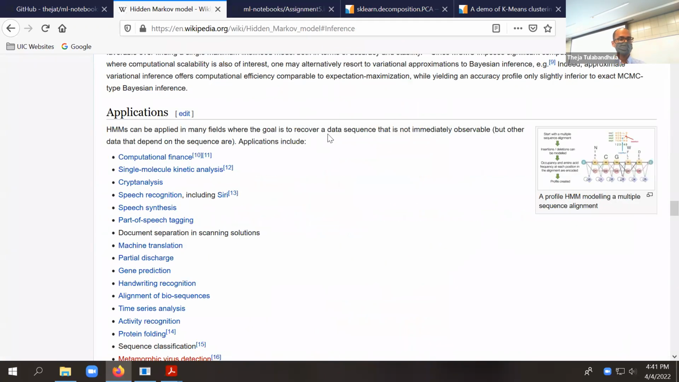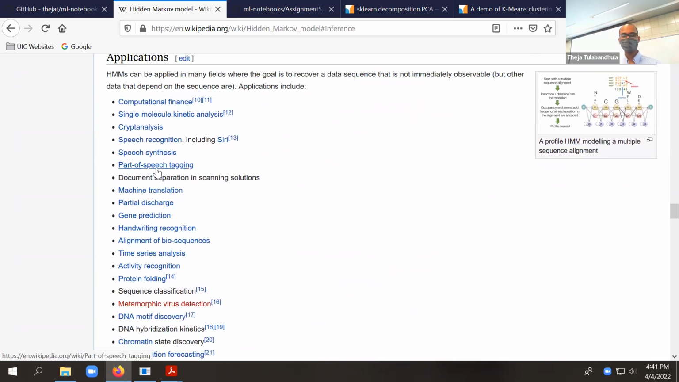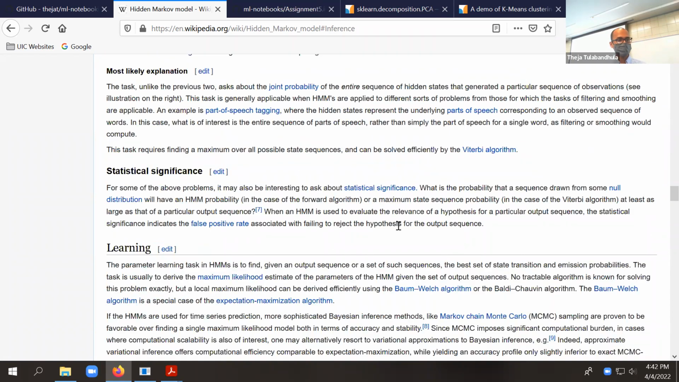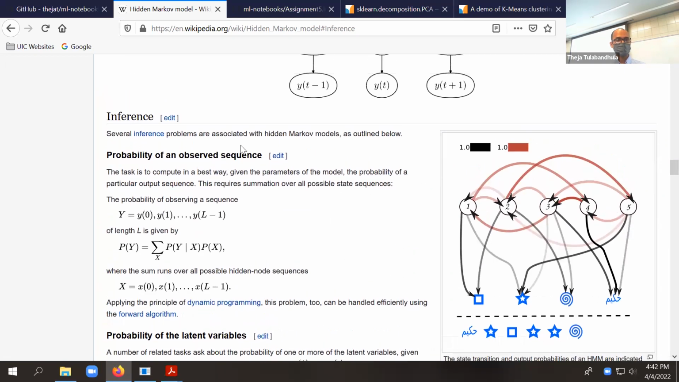If not, I'll highly encourage you to look at the Hidden Markov Models Wikipedia page. For example, here is the application list. Some of them we mentioned: part of speech tagging, DNA sequencing, gene prediction, and so on. So there are problems where HMMs may be a good starting tool, may not be the only tool. There are other ways to approach the problems themselves, but a good starting tool. And here you can see the types of problems that you can address.